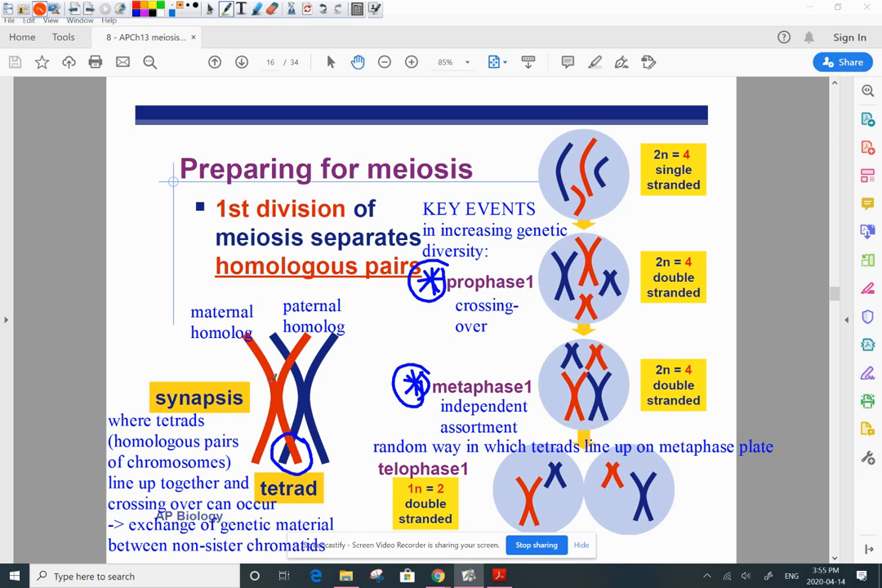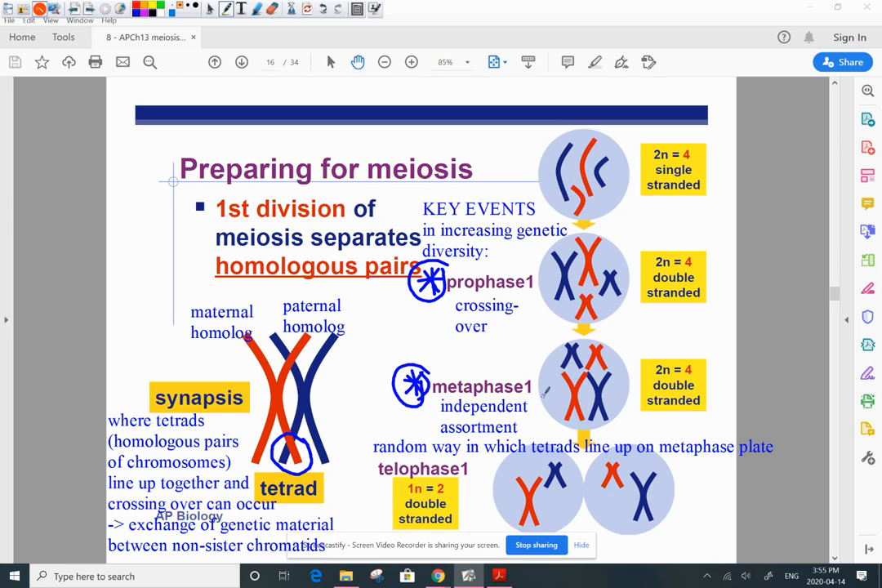So this chromosome does not go unchanged throughout this meiosis process. It is changing, right? It's swapping, it's exchanging genetic material between the paternal and maternal homologues. So that's crossing over. Then the random way in which the tetrads line up on the metaphase plate is going to be another way to scramble the DNA.